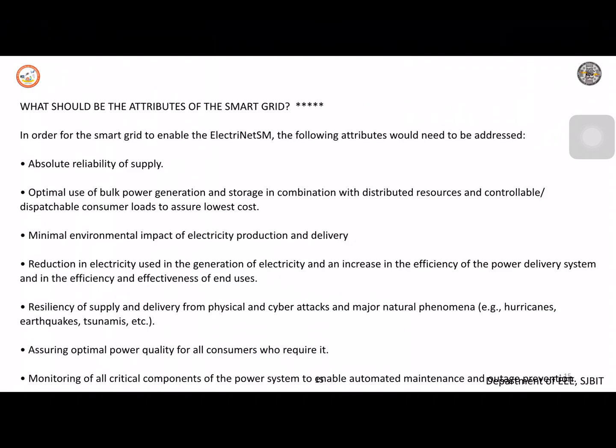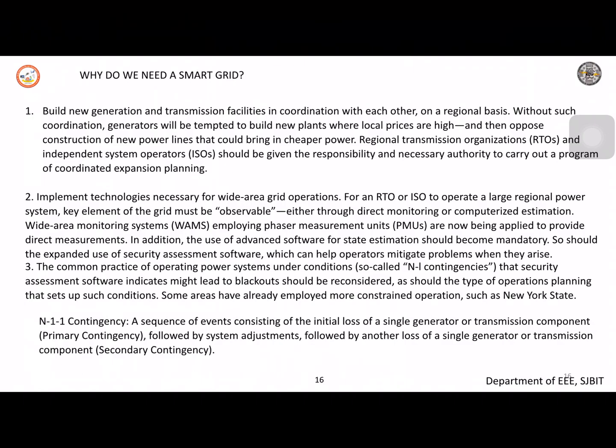Next, resiliency of the supply and delivery from the physical and the cyber attacks and major natural phenomena. All those things have to be taken care of, like hurricanes, earthquakes, tsunamis, etc. Assuring optimal power quality for all the customers who require it, be it residential, domestic, industrial, or commercial usage. Monitoring of all critical components of the power system to enable automated maintenance and outage prevention has to be taken care of.